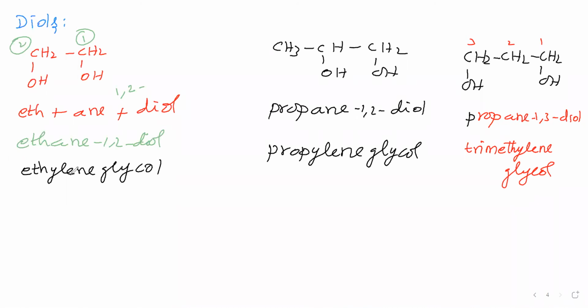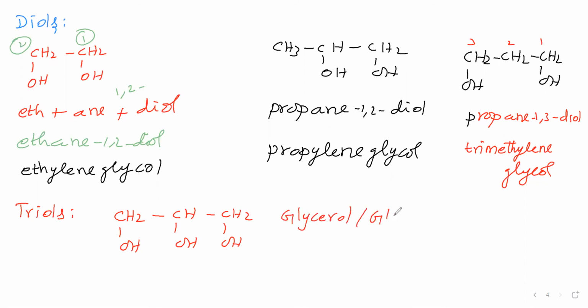Next, we'll take triols. Triols contain 3 OH groups. Now we'll take CH2OH, CHOH, CH2OH. 3 OH groups present. This compound is obtained in the manufacture of soap. During the manufacture of soap, the byproduct is this compound. This compound is called glycerol or glycerin.